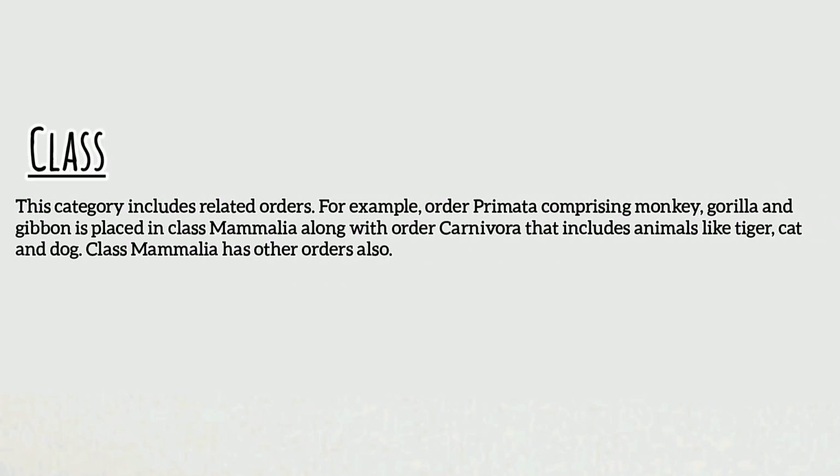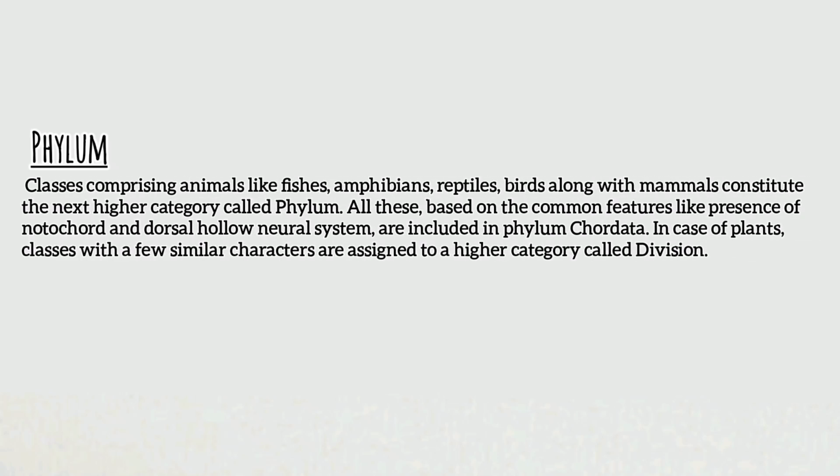Class. This category includes related orders. For example, order Primata comprising monkey, gorilla and gibbon is placed in class Mammalia along with order Carnivora that includes animals like tiger, cat and dog. Class Mammalia has other orders also. Phylum. Classes comprising animals like fishes, amphibians, reptiles, birds along with mammals constitute the next higher category called phylum. All these, based on the common features like presence of notochord and dorsal hollow neural system, are included in phylum Chordata. In case of plants, classes with a few similar characters are assigned to a higher category called division.